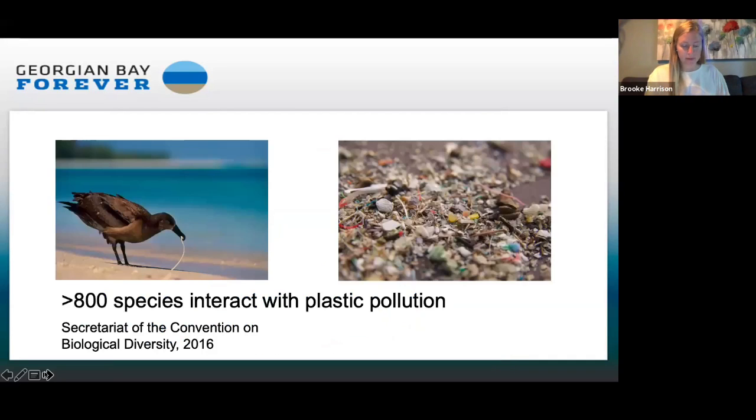So for plastic pollution, over 800 species, both big and small animals, have been proven to interact with plastics through different means, such as ingestion, entanglement, and through net use. They find something and use it in their nest, or they find something and feed their young with it. We are seeing microplastics in our Great Lakes fish, and there are so many animals being added to this list.